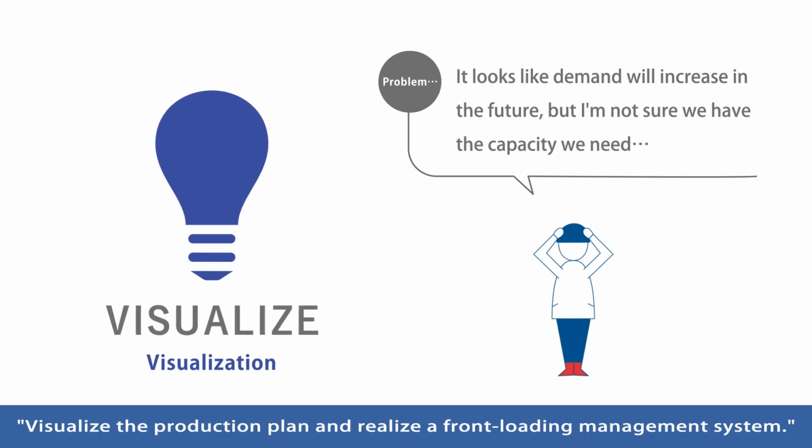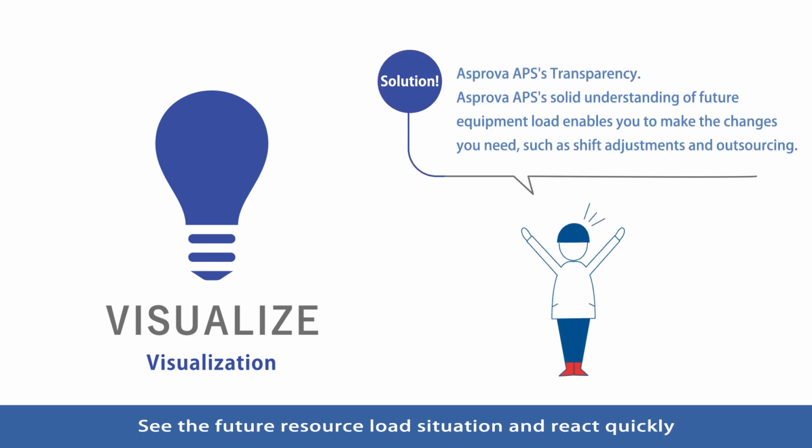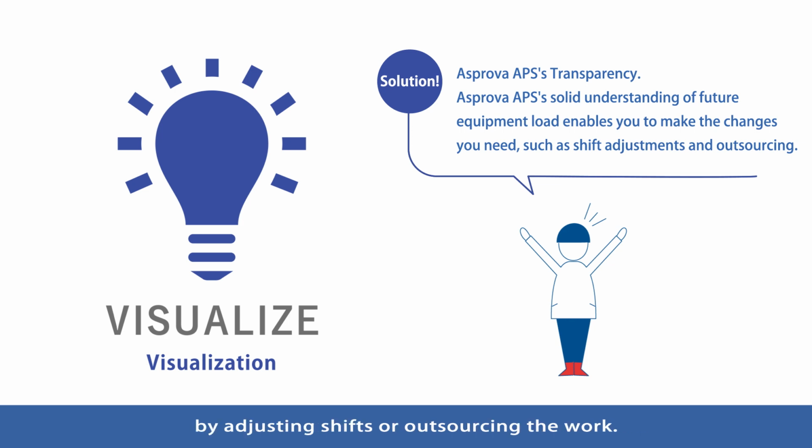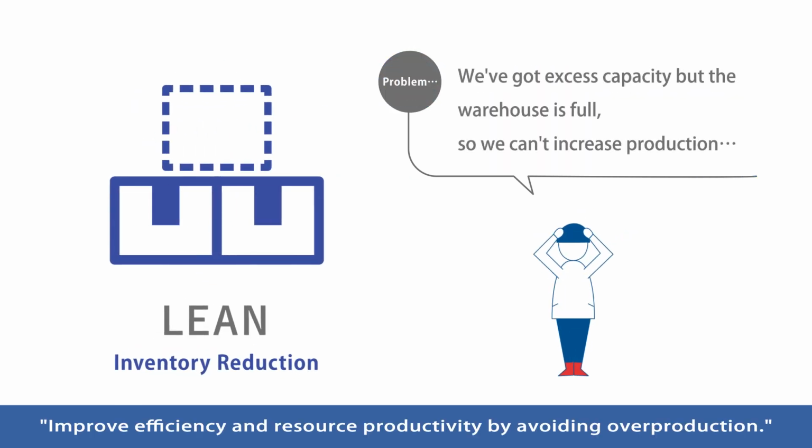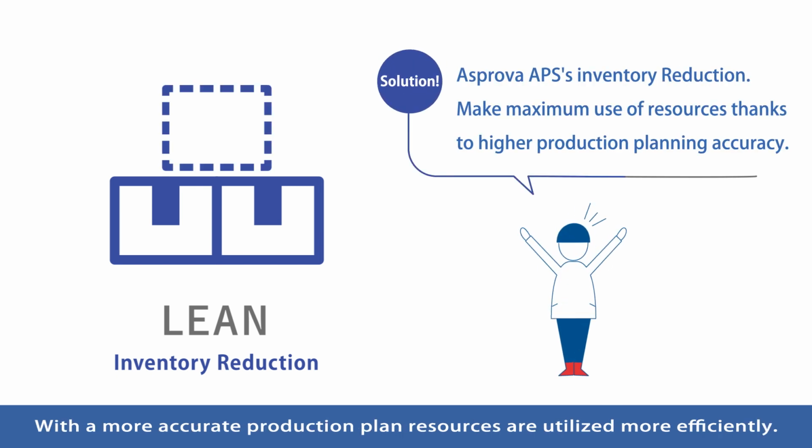Visualize the production plan and realize a front-loading management system. See the future resource load situation and react quickly by adjusting shifts or outsourcing the work. Improve efficiency and resource productivity by avoiding overproduction. With a more accurate production plan, resources are utilized more efficiently.